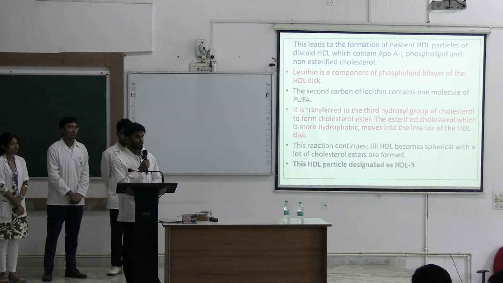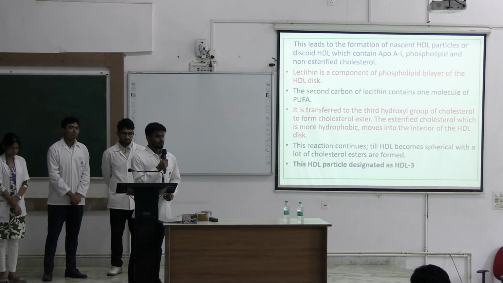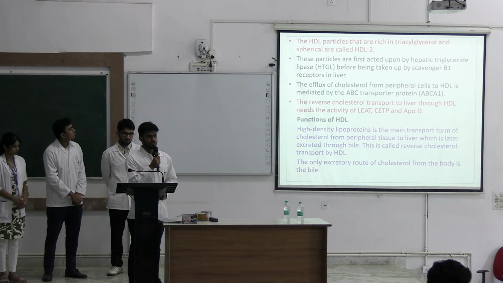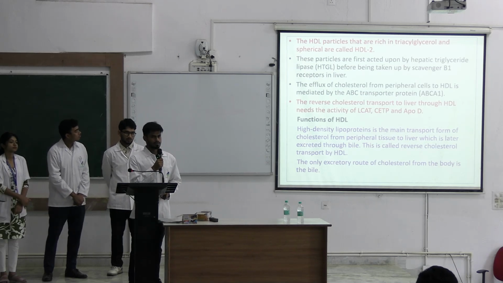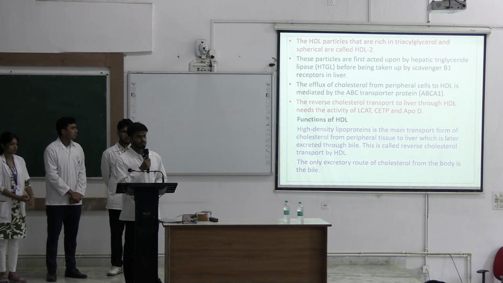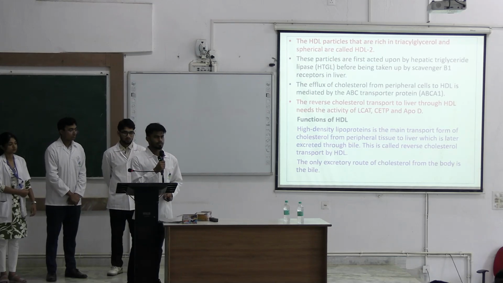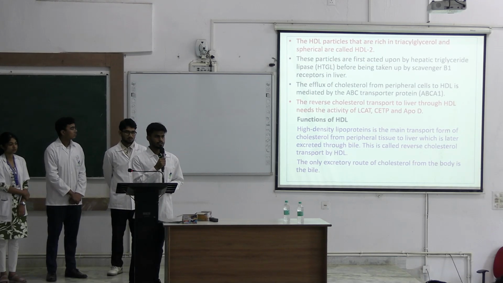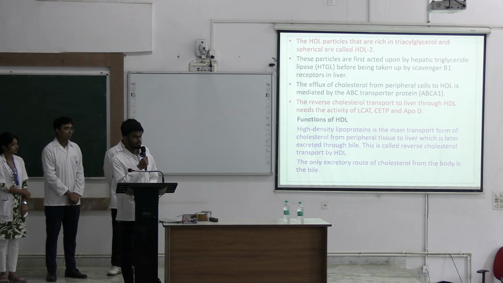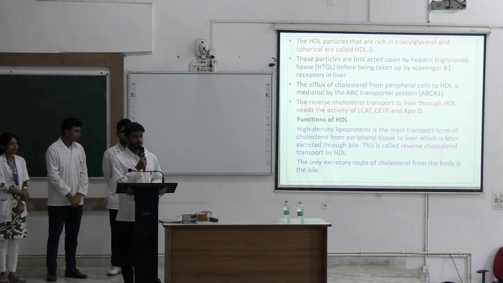This spherical HDL, after formation, is taken up by the liver cells by the scavenger receptors. Whenever this HDL is present in the plasma, this HDL3 is converted to HDL2 by the protein CETP, which transfers the cholesterol ester from the HDL3 to the VLDL and IDL, and in exchange, from this VLDL and IDL, TAG comes to the HDL, and this HDL3 is converted to HDL2, and this HDL2 is then taken up by the liver.